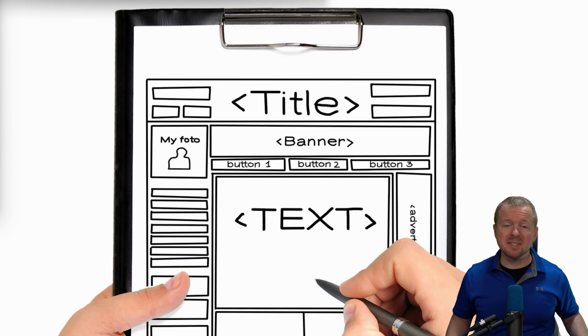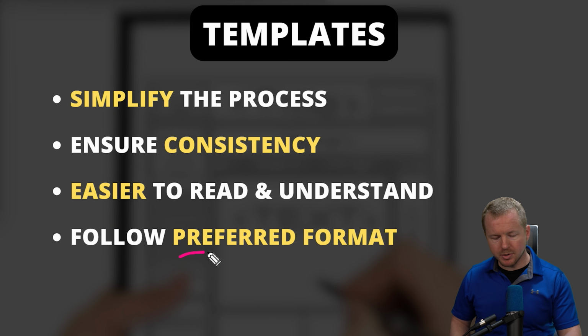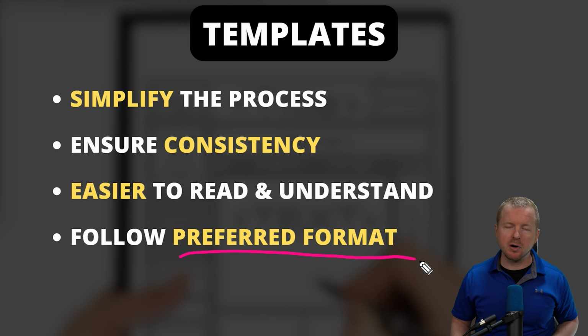By using templates and standardized formats, you can greatly simplify the drafting process. Templates ensure consistency across all policies, making them easier to read and understand. I'll say this right away, most organizations have some kind of preferred format that they like to use for their policies, so make sure that you're looking for that. This usually includes sections like purpose, scope, responsibilities, and procedures. If your organization doesn't have a template, consider creating one to streamline the policy creation process.